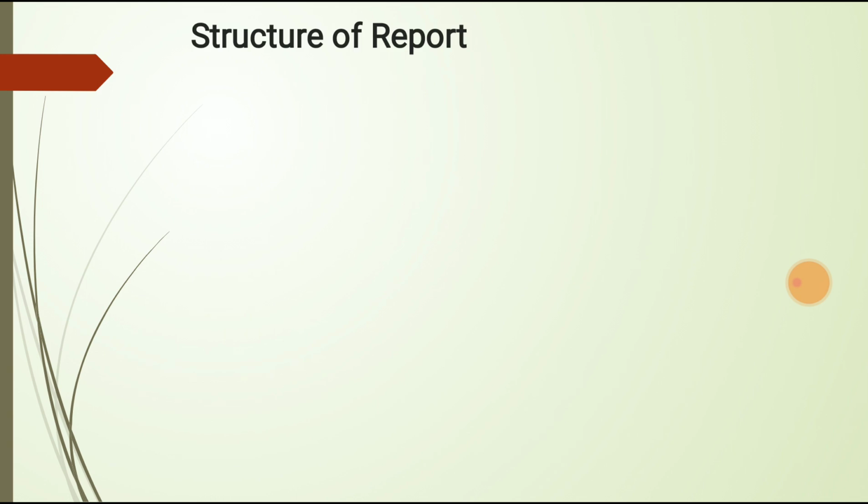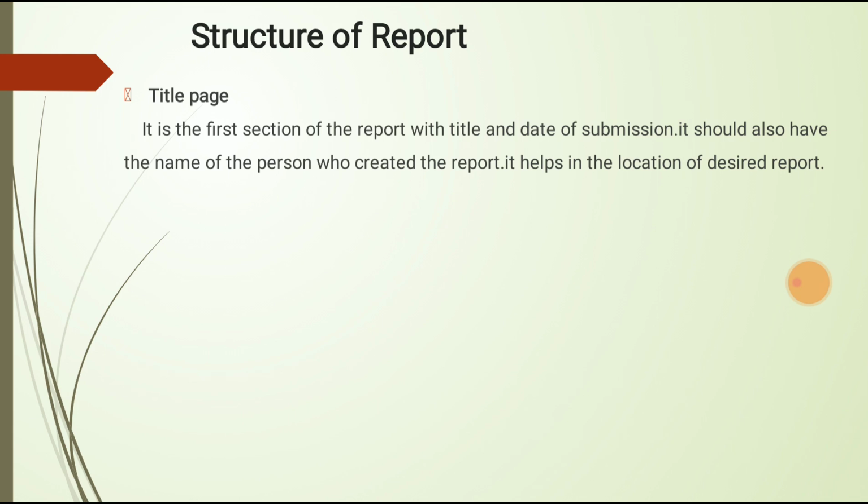So structure, like we discussed, there is no standard structure. It depends on the topic as well as the organization, but there is a rough outline on what are the basic necessities that you should have in a report. The first is the title page, the opening. So, the first section of the report with the title and date of submission, the very first page, and it should have the name of the person who created the report. It helps in the location of the desired report. When you are going to look for it in the future, the first page with the name will be handy for you to locate the file.